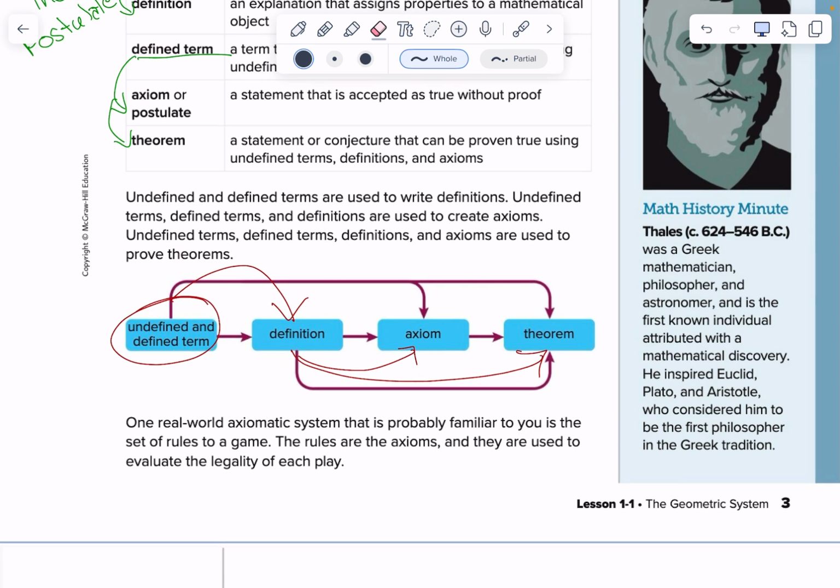So that's kind of the path of how geometry was originated, starting with things that were really basic, building facts on top of that, creating theorems, all the things, right?